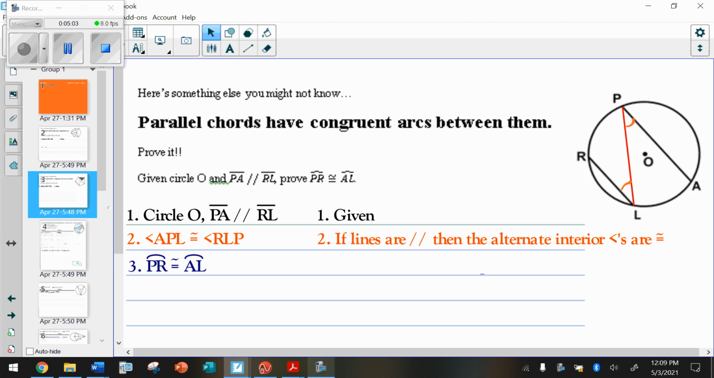That means that arc PR is congruent to arc AL because these are inscribed angles that are congruent. So congruent inscribed angles intercept congruent arcs. That's kind of backwards from what we've done earlier. We took the congruent arcs and made the congruent inscribed angles, but it goes both ways. Now we have the congruent inscribed angles, which makes the congruent intercepted arcs. Done.